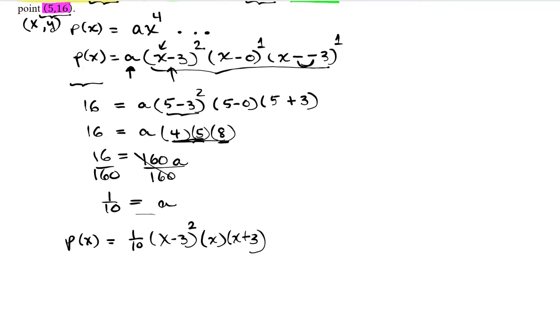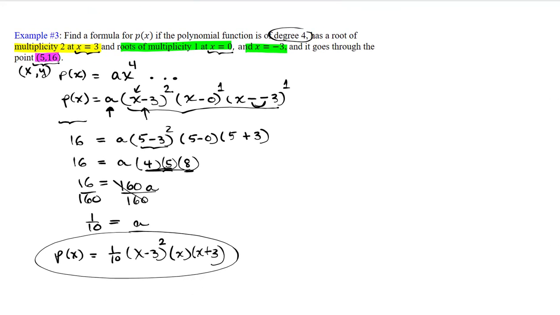We can leave it in this form or expand it out depending on how the question is worded. So in this particular case, it didn't ask the function to be expressed in a specific form, so I'll just leave it as factored form.